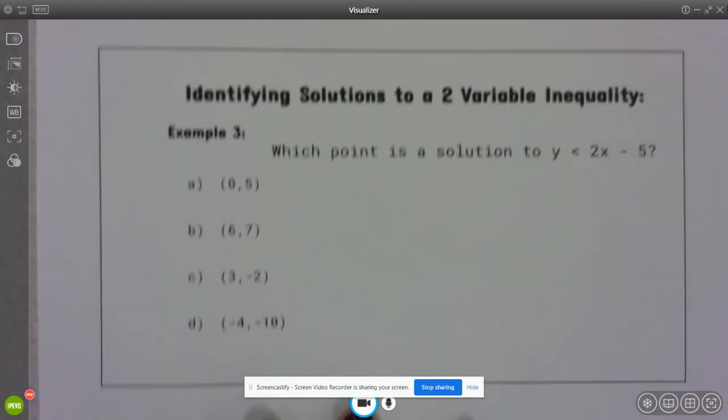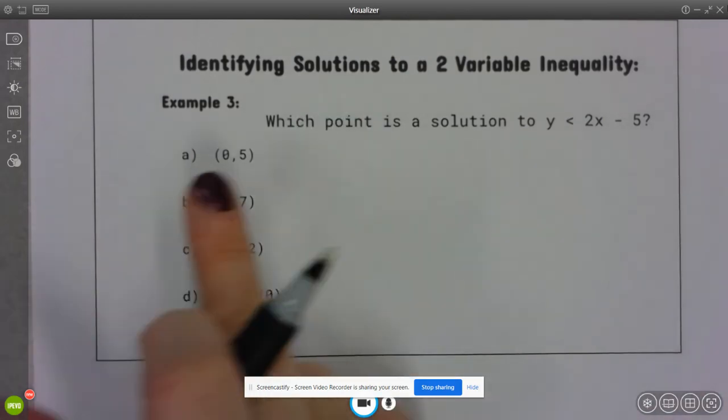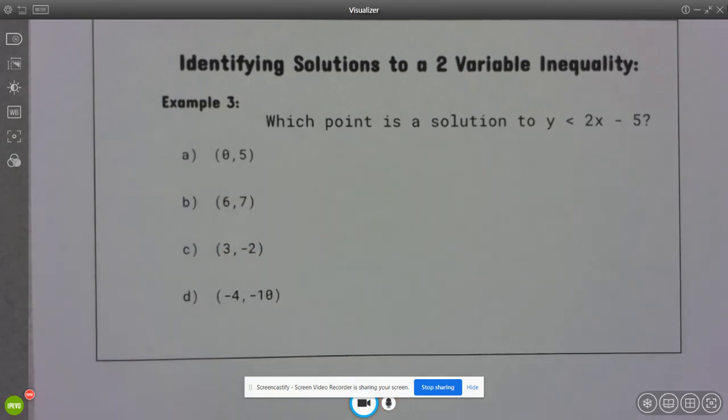And the last one I want you to try, I'm going to have you pause the video. I'm going to have you substitute in these x and y values, and I want you to see which one you come up with as a solution. And then when you think you have an answer, come back and hit play and see how you did.